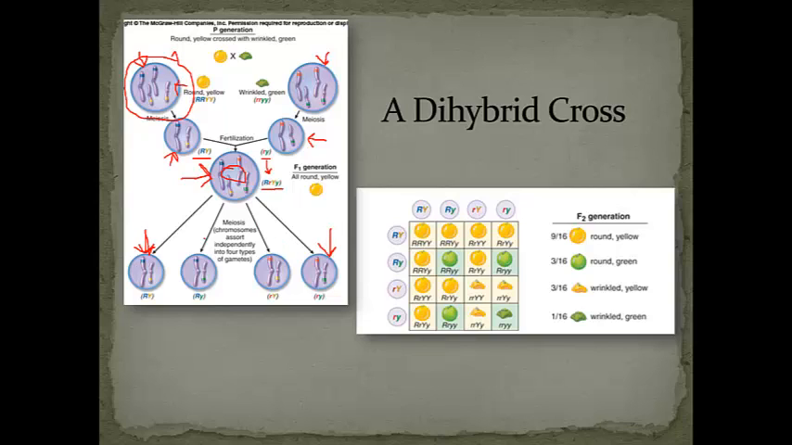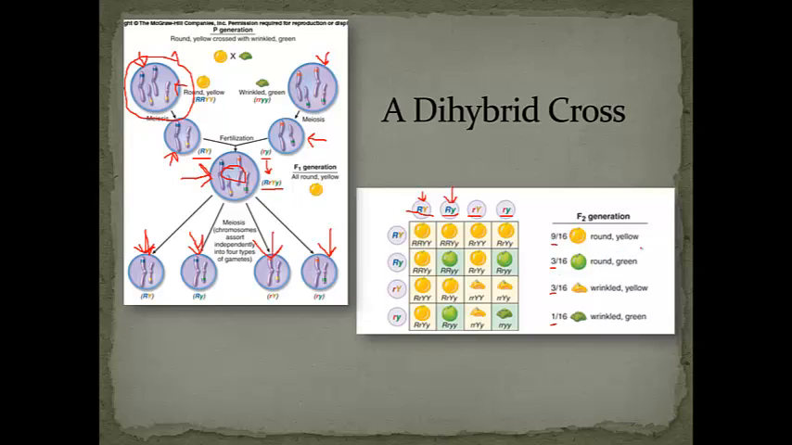So round and green, wrinkled and yellow. We represent every variation of gamete: round and yellow, round and green, wrinkled and yellow, wrinkled and green. And what we get is a 9 to 3 to 3 to 1 ratio.